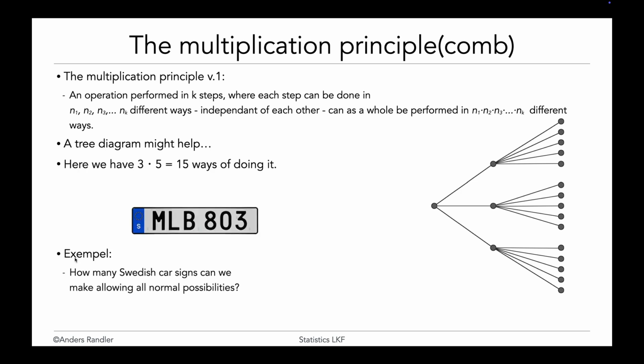Another example, sorry for the Swedish spelling anyway. So how many Swedish car signs can we make allowing all normal possibilities? With normal I mean we have, in Sweden at least, 28 characters to choose from and 10 numbers. If we then say, okay, that one and that one and that one can all be chosen in 28 different ways, and these can be chosen in 10 different ways. Hence, I just multiply everything together, and this is the amount of results I can get.